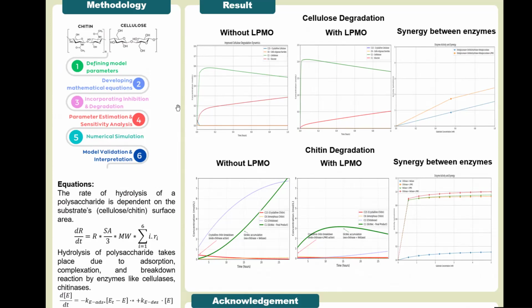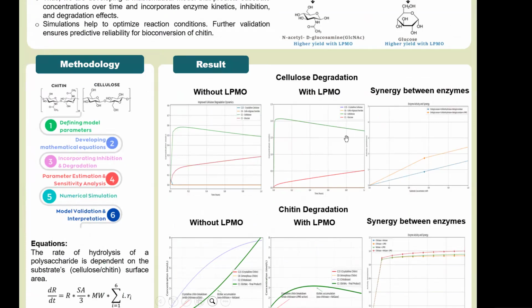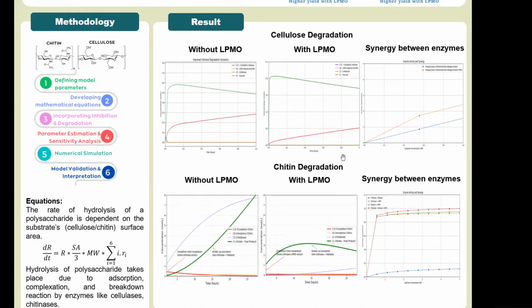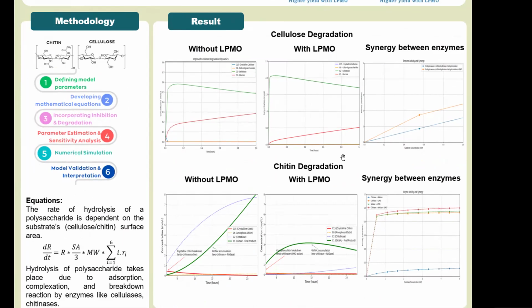So the result here denotes that without LPMO, the glucose yield is around 0.3, whereas with LPMO in the degradation pathway, it is more than 0.5. And the synergy between the different enzymes, that is endoglucanase, cellobiohydrolase, and beta-glucosidase, is lower compared to when the enzymes are enhanced with LPMO.